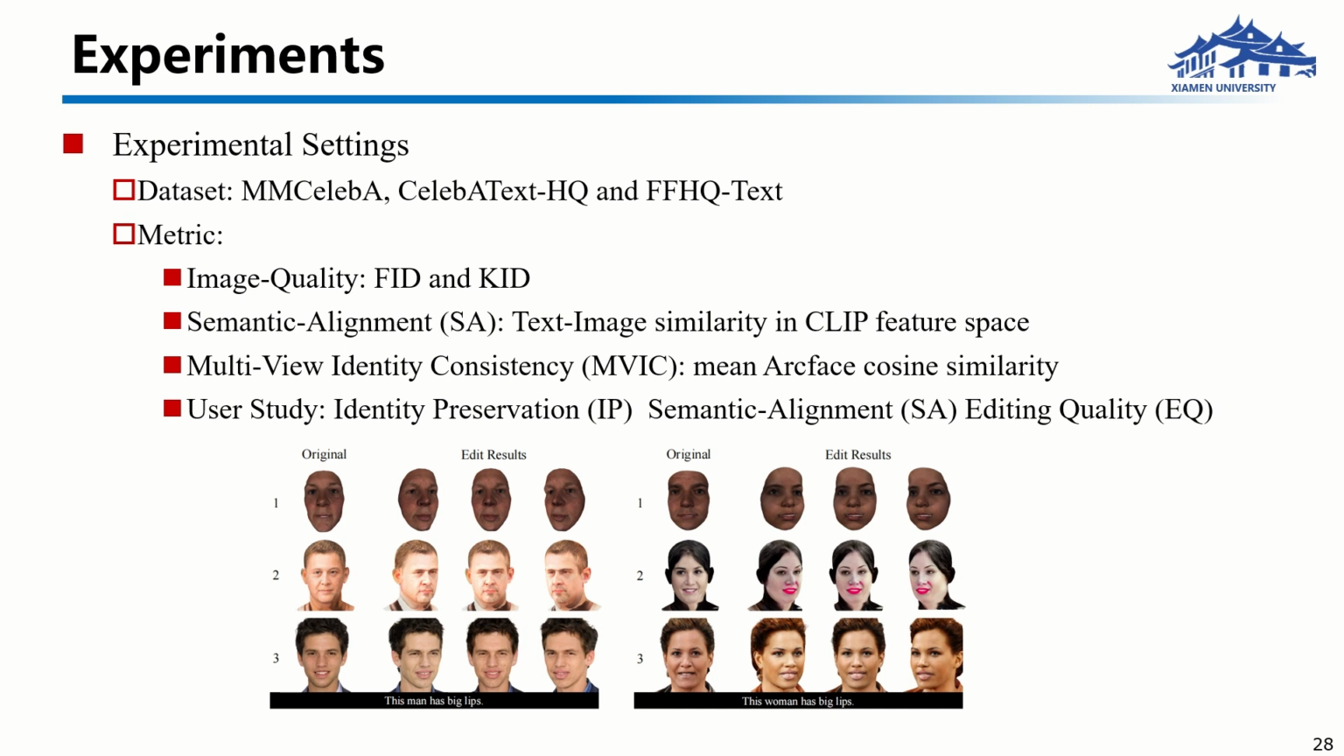Second is the semantic alignment, for example, using the text-image similarity of CLIP to measure whether the generated faces align with the given description. And third is the multi-view identity consistency, that is, calculating the mean ArcFace cosine similarity scores between the face images synthesized from the same 3D face but rendered from different camera poses. We also conduct a user study for the manipulation task from the perspective of identity preservation, semantic alignment, and editing quality.